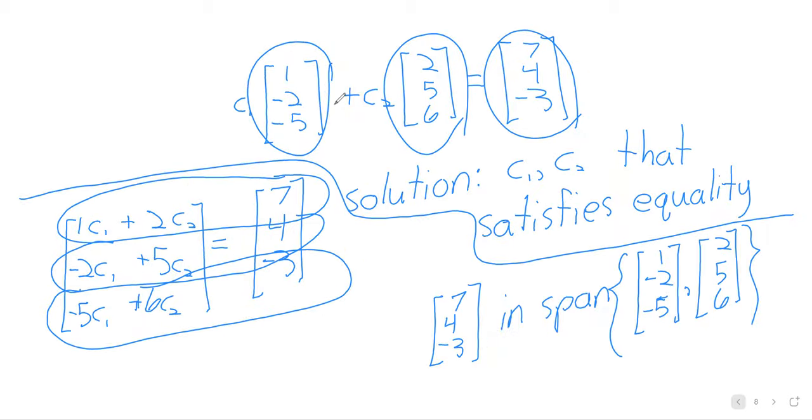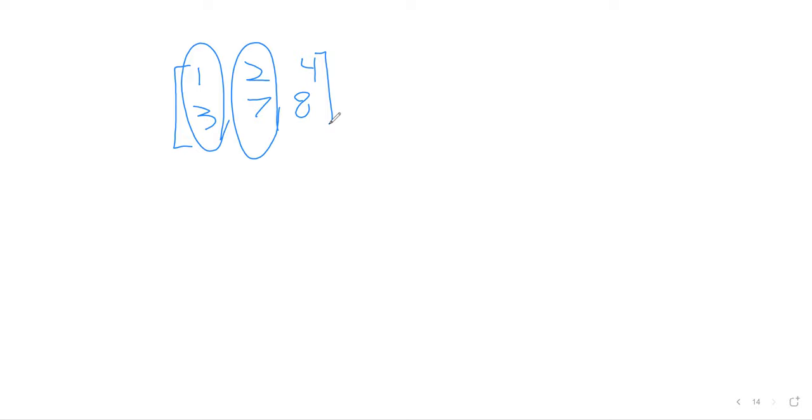Something that often happens in this class is that we'll think of matrices as being basically vector storage units. I don't really have any good examples written down, but if we have the matrix 1, 2, 4, 3, 7, 8, we can think of that as the vector 1, 3, the vector 2, 7, and the vector 4, 8, sitting next to each other in storage.